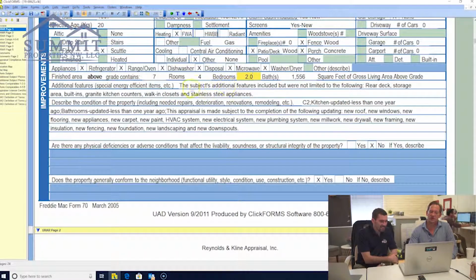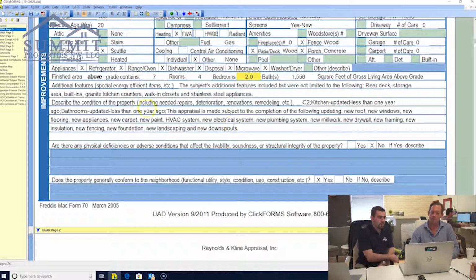Additional features. This is anything that's kind of extra. This house has granite kitchen counters, walk-in closets. This is going to help really add to the description of my write-ups. You can take a lot of this information and it's filler, but it's important filler because it's what's there. So this C2, you can look on one of these sheets and see C2. That means it's remodeled. So the kitchen is updated less than 1 year ago, because this is made subject to this remodeling.